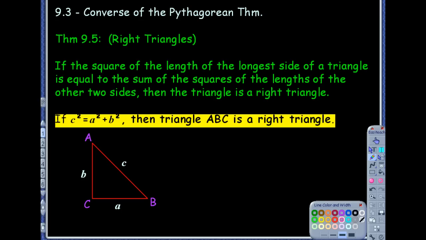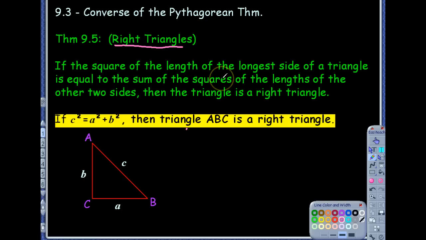So this is saying that if c squared equals a squared plus b squared, then we know that it will be a right triangle. One thing I want to stress about this section is this is going to help you prove what kind of triangle we're going to have, right? We're going to start with right triangles, and notice it says Theorem 9.5, and we put in parentheses right triangles because this is going to help you prove when it's a right triangle, okay?